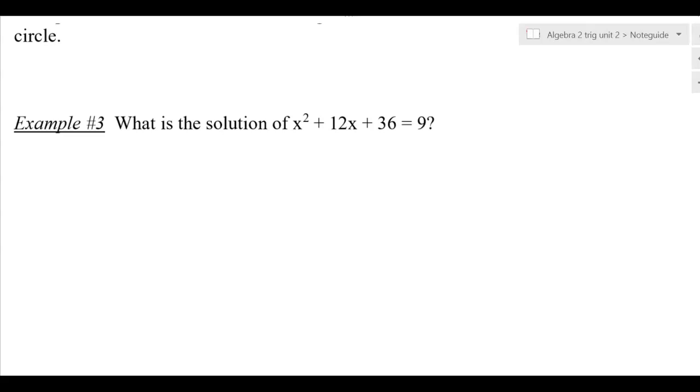Now, this one is actually set up very specifically so that this is already a perfect square. Okay. If you factor this, it is x plus 6 squared.